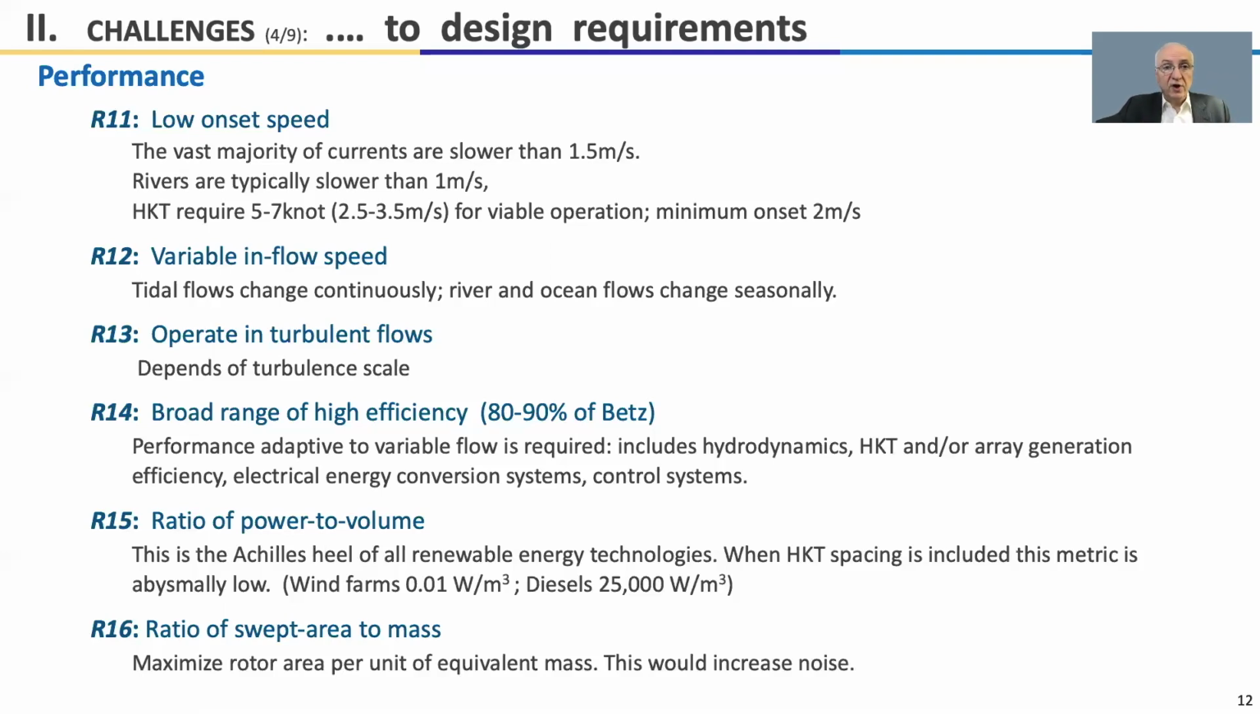If you look at wind farms at the rated speed of 12 meters per second, we're talking about 1/100th of a watt per cubic meter. 6 orders of magnitude below diesel engines. Hydrokinetic energy is somewhere in between. Then if you prefer to look at a 2-dimensional metric, that would be the area swept by the rotors or the oscillating cylinders over the equivalent mass. If you try to maximize this, of course, you may exceed some limit that will increase the noise.